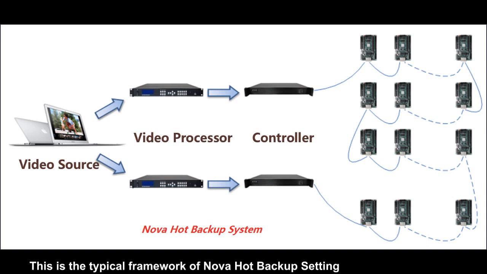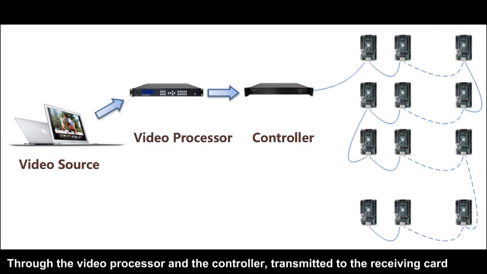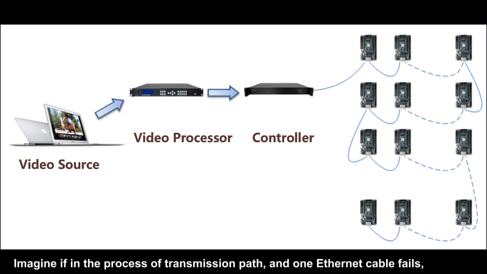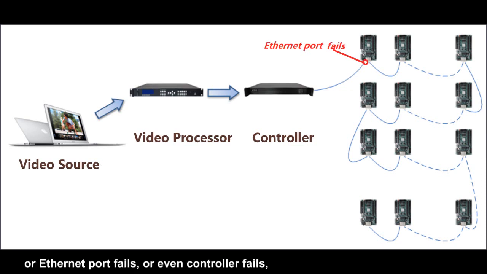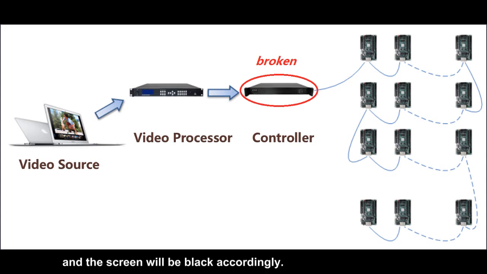This is the typical framework of Nova HAL backup setting. As is shown in the picture, the video data goes from the video source through the video processor and the controller, and is transmitted to the receiving card and screen. That is the video data transmission path. Imagine if, in the process of transmission, the Ethernet cable fails, or the Ethernet port fails, or even the controller fails. Then the video data will be unable to be transmitted, and the screen will be black accordingly.